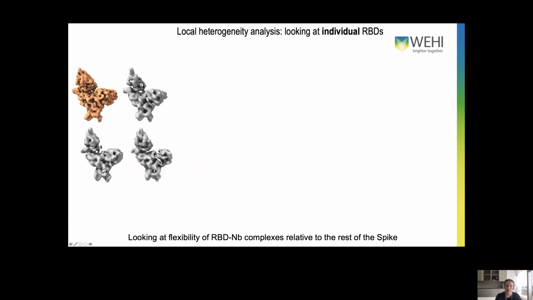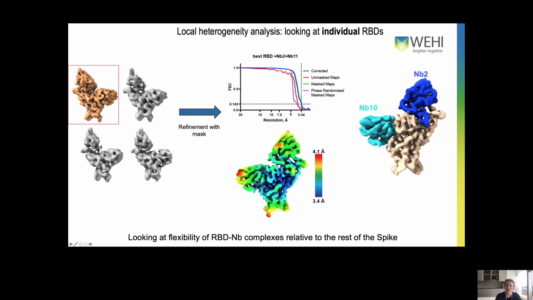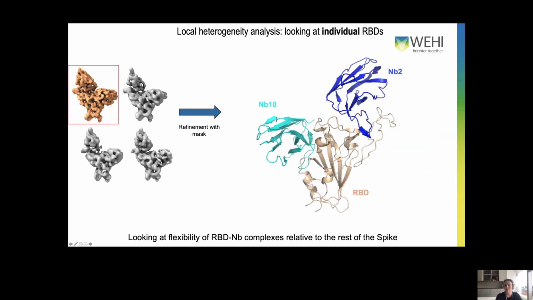Again, we select a good class shown in orange. We can refine it. And here we get to fairly high resolution, actually. So we got to 3.44 overall resolution. And you can see that instead of our original 8 angstroms near nanobody 2 and nanobody 10, we get somewhere close to 3.8. So this is shown here. And from the 3.4 angstrom structure, we were able to build into that and create a model for how our nanobody 2 and nanobody 10 bound to the RBD.